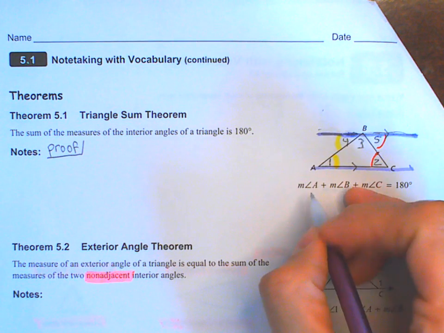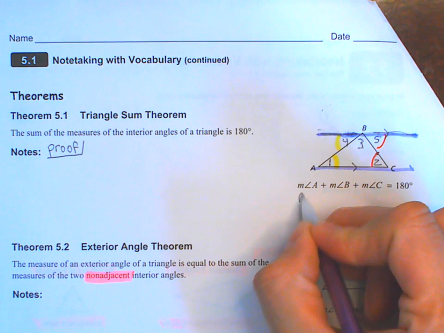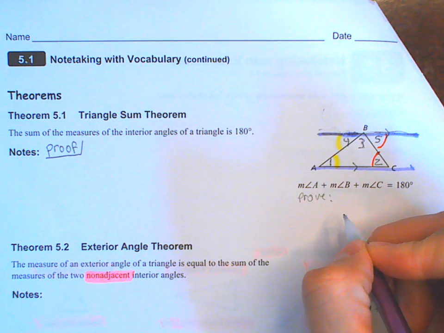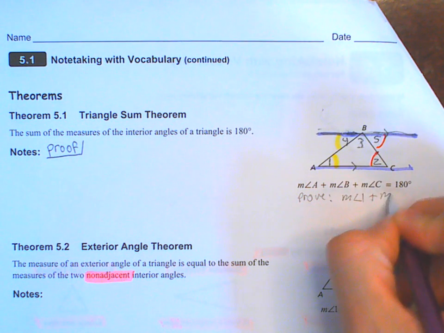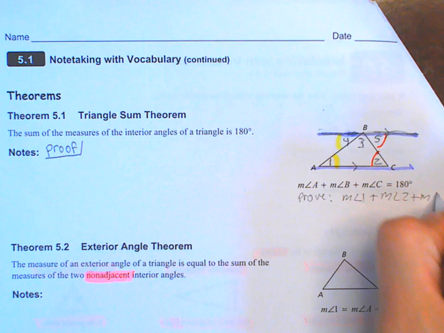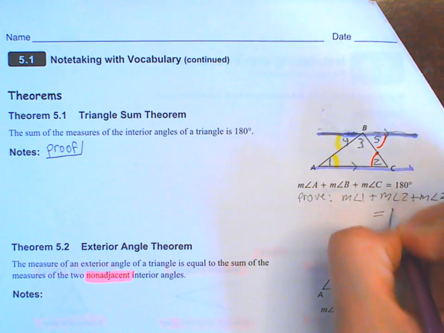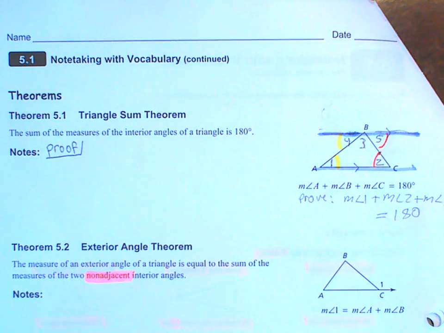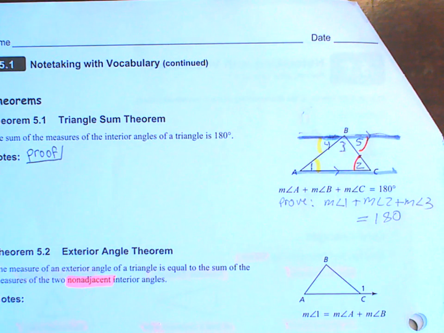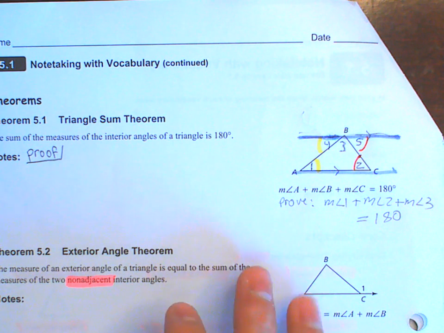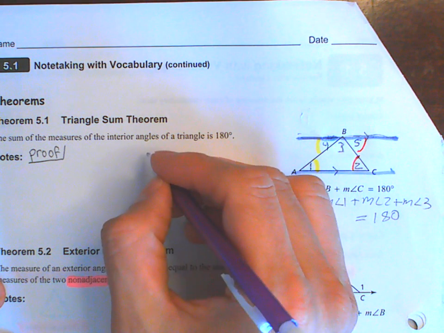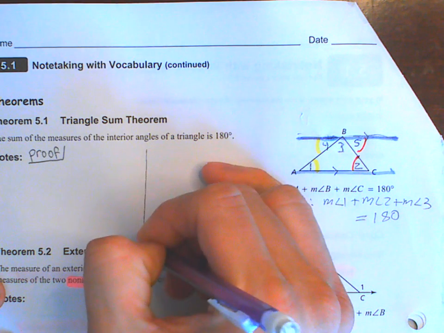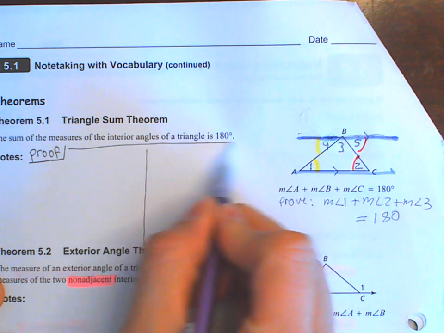So here's what we need to prove. We need to prove that the measure of angle 1 plus the measure of angle 2 plus the measure of angle 3 equals 180 degrees. That's what we need to prove. Move to the side a little bit. Okay, so that's our goal. And we have almost enough space to do it on this, so try to write small so you can fit everything in there. All right, so what we're going to do is set up our two columns.